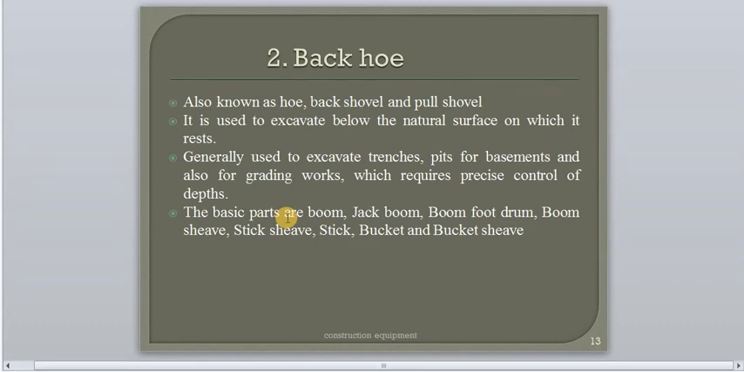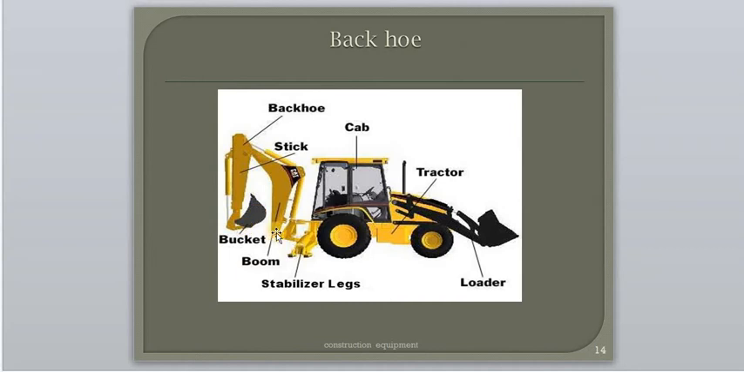Again, the fourth point is the various parts of the backhoe: back boom, boom foot drum. These parts are pointed out here. The backhoe is this part. The stick is this bucket. The boom is this vertical part. Stabilizer legs are there to have proper balance, and the stabilizer plays an important role. This cabin is for the operating system. Tractors, and this front part is the loader. So these are the various parts of the backhoe.